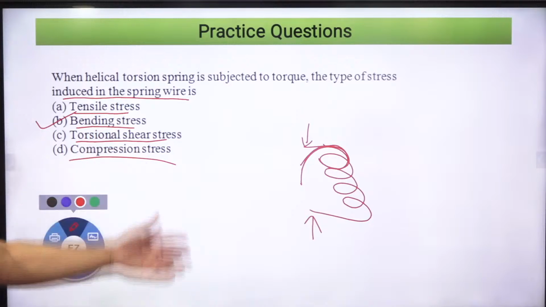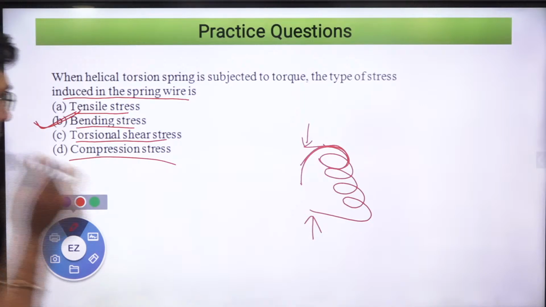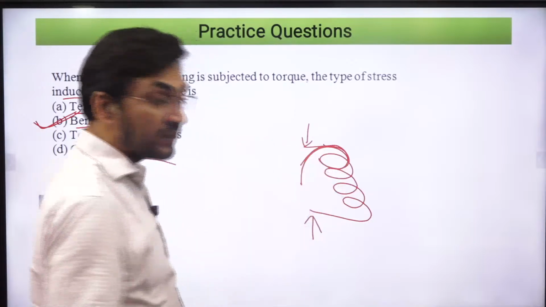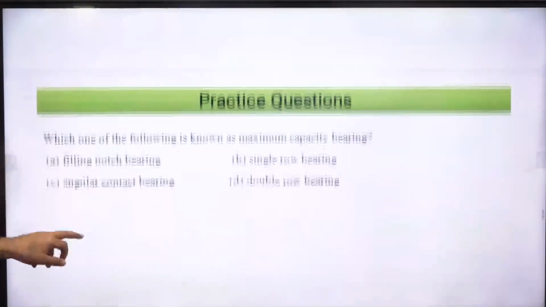Because of bending, indirect tensile and compressive may take place, but the correct answer, the most appropriate answer, is going to be bending. Right? Over here also, when you will have this wire, this is getting bent. So bending stresses are getting induced in that particular spring wire.